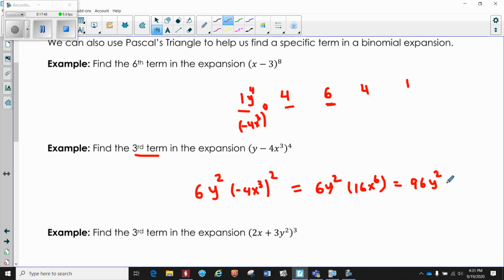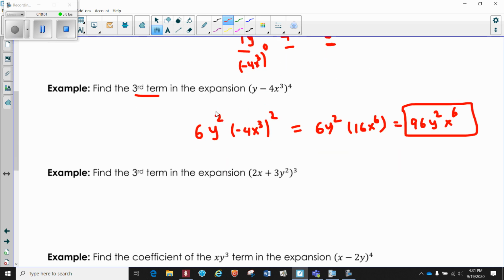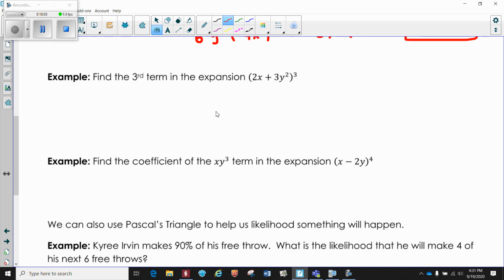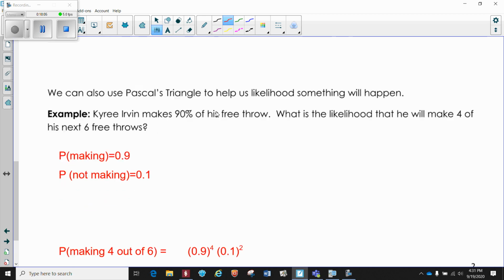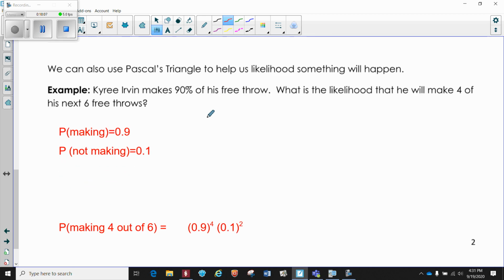And you have x to the 6th. Okay, so the third term is this. All right, that is all. All right, so these are this page. This is how these examples go. I want to do a one-word problem, and then that'll be it.